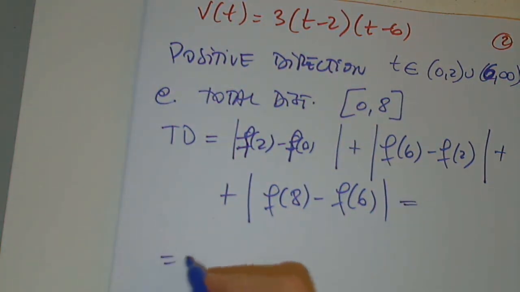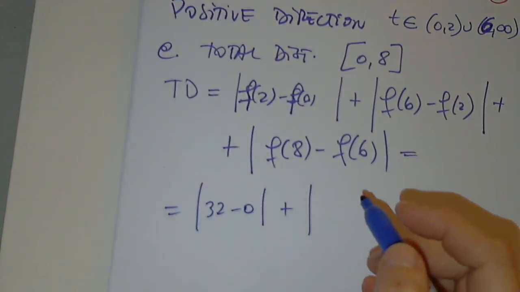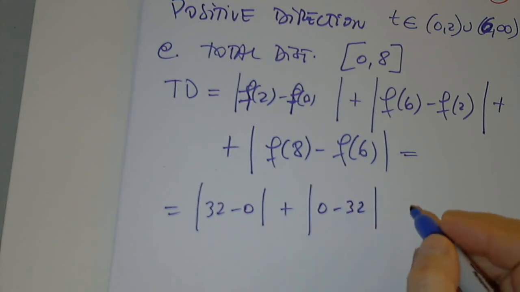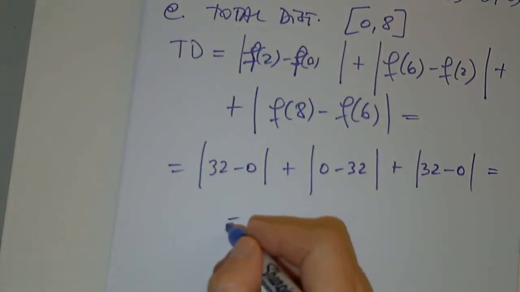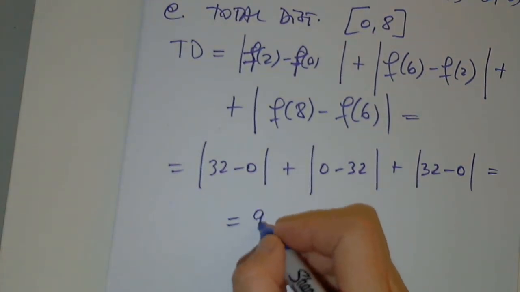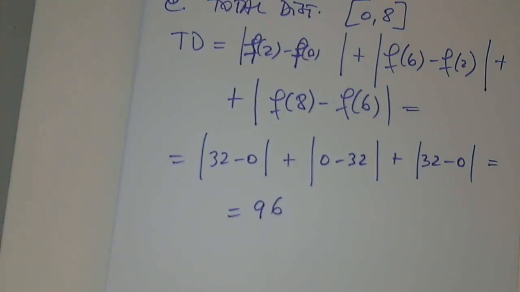Okay, so then I will write the absolute value of 32 minus 0 plus the absolute value of 0 minus 32 plus the absolute value of 32 minus 0. Obviously, 32 plus 32 plus 32 is 96. Measurement unit. Feet. Yes, of course. Thank you very much. Okay, this was part E. Part F: draw a diagram to illustrate the motion of the particle.